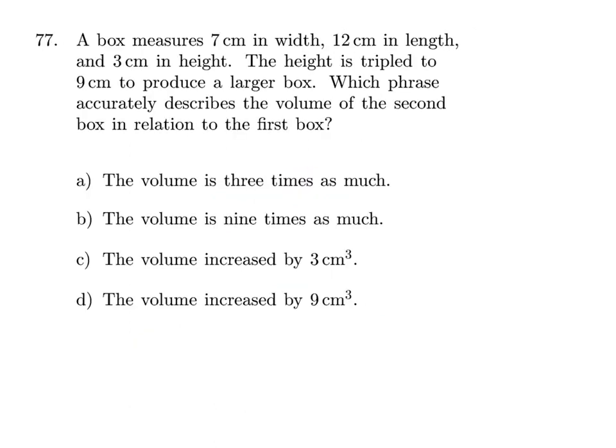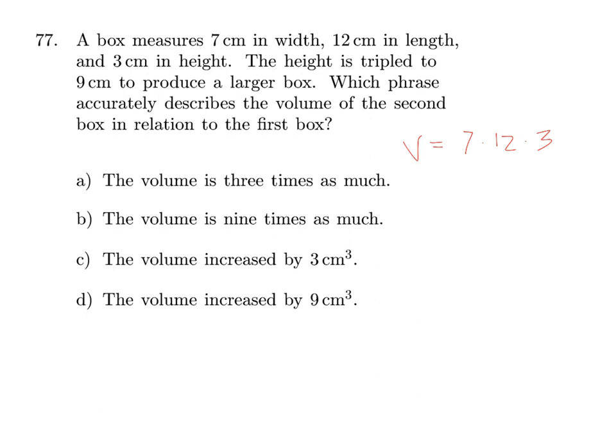Done. A box measures 7 centimeters width, 12 centimeters in length, and 3 centimeters height. The height is tripled to 9 centimeters to produce a larger box. Which phrase accurately describes the volume of the second box in relation to the first box? For the first box you have 7 times 12 times 3.